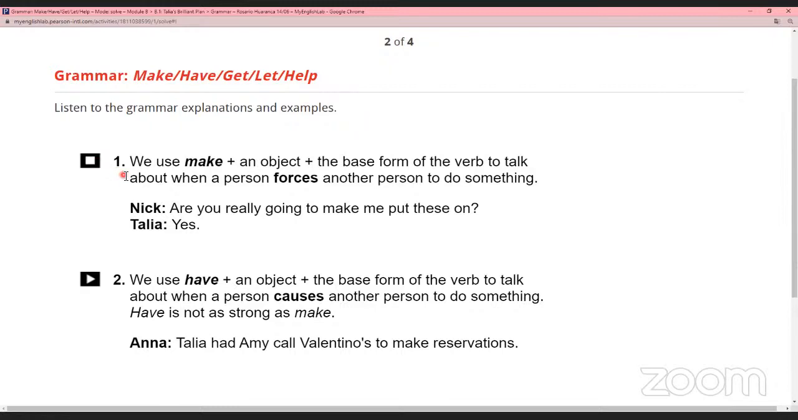We use make plus an object plus the base form of the verb to talk about when a person forces another person to do something. Are you really going to make me put these on?